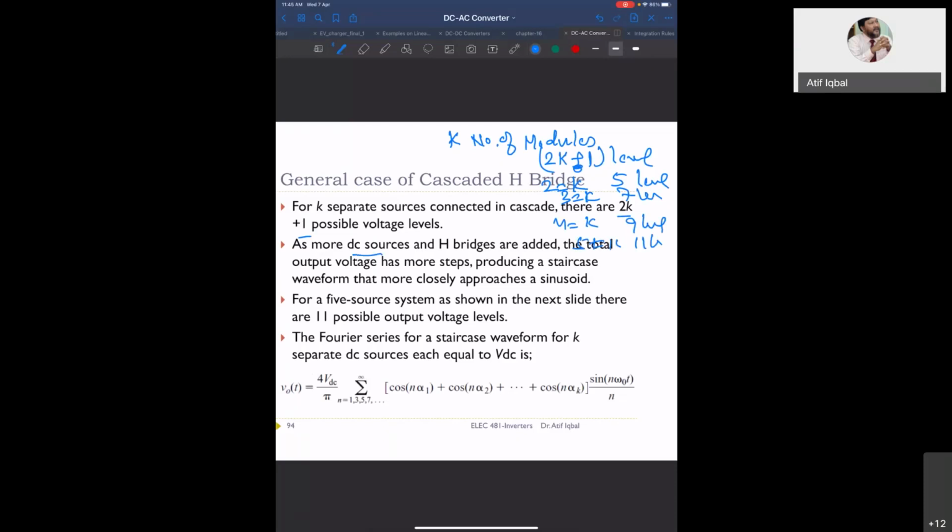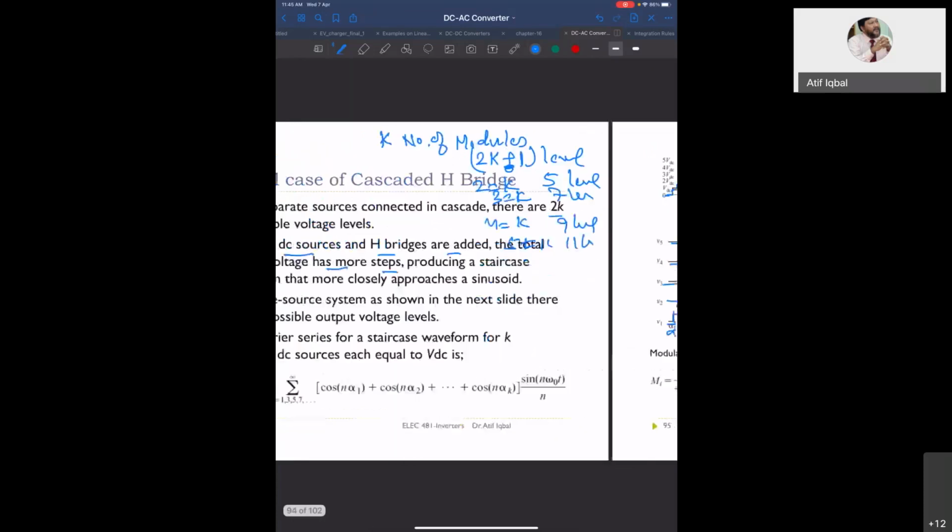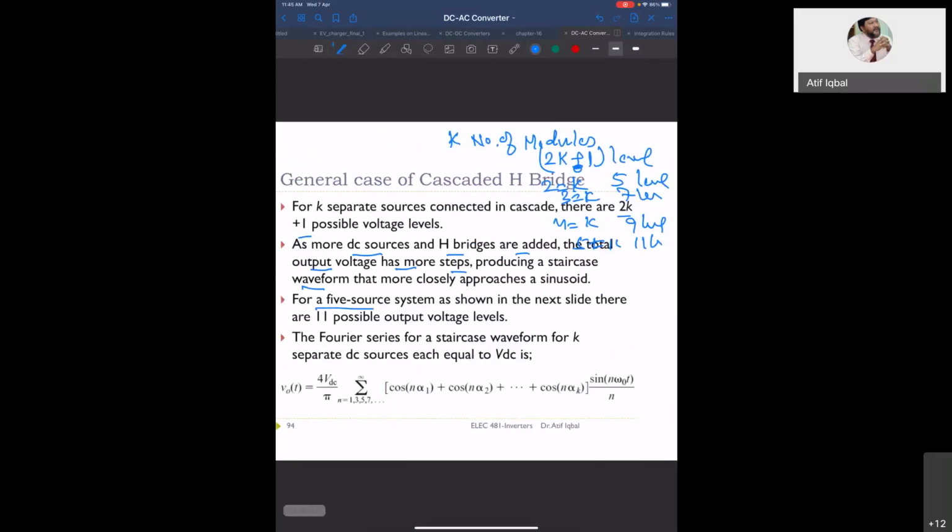As more DC sources and H-bridges are added, the total output voltage has more steps, producing a staircase waveform that more closely approaches a sinusoid. You see, this very closely looks like a sine wave. So the harmonic content is very less, and you get a very nice waveform. Power quality is very good. For a 5 source system, 11 levels are possible.